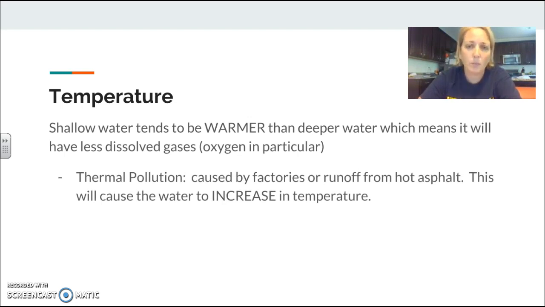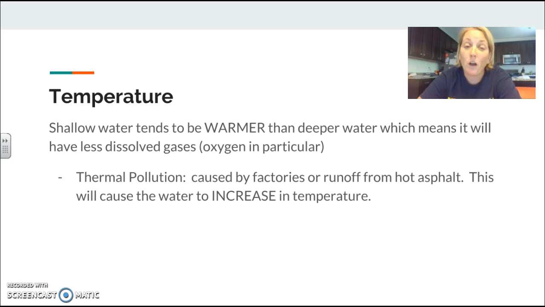All right, water can undergo something called thermal pollution. This is typically caused by factories. Factories, even here in the Raleigh area, are going to use water as a natural coolant for things in their system. And because they're using that water and recycling it, the water comes back into the water supply warmer, which is thermal pollution, which could be detrimental if the water temperature gets too high.